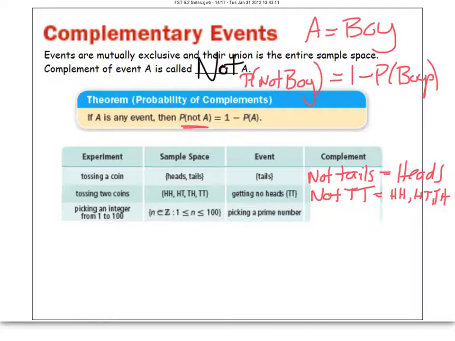The last one, we're picking an integer from 1 to 100. Our sample space is all the integers 1 through 100. The event is picking a prime number. The complement of picking a prime number is not picking a prime number.